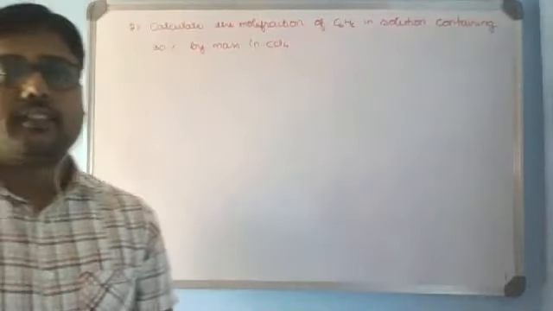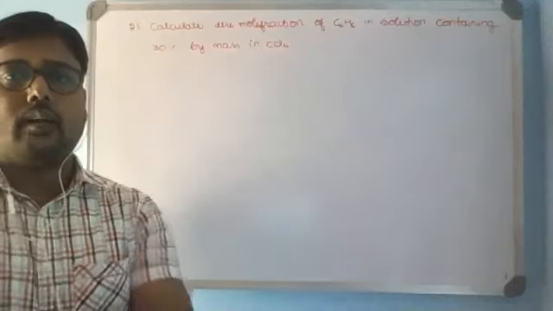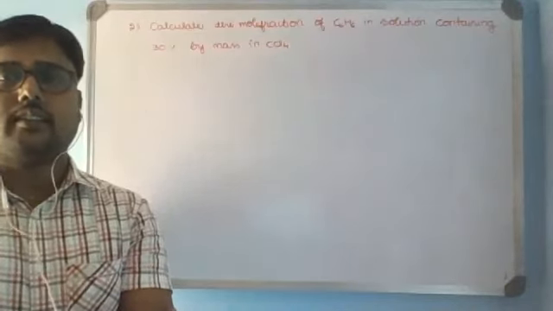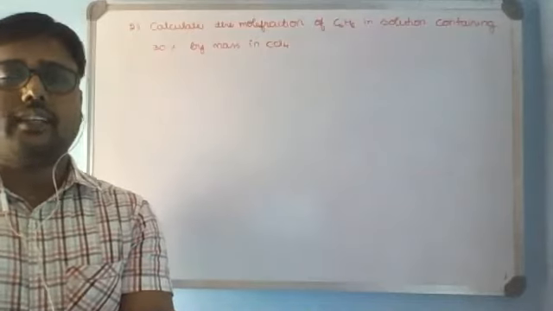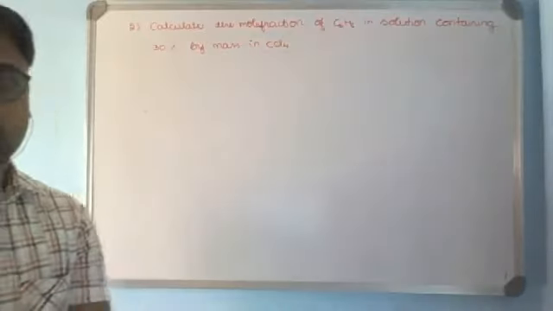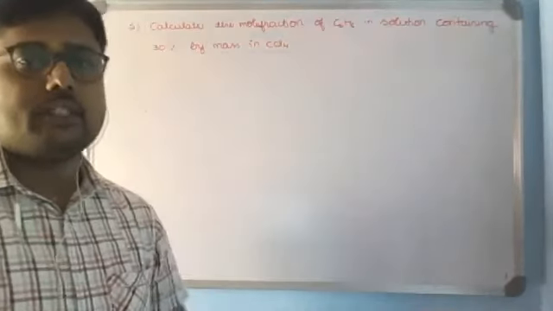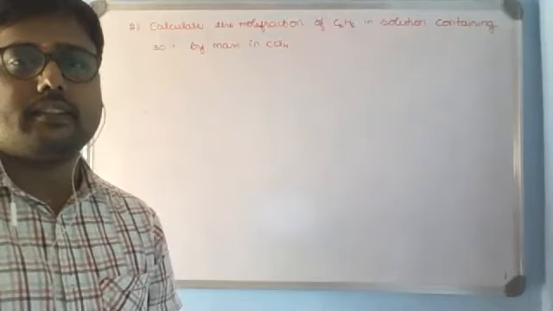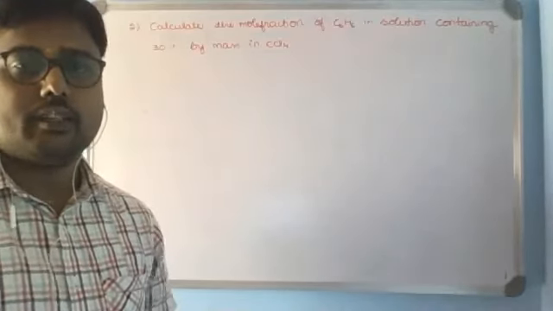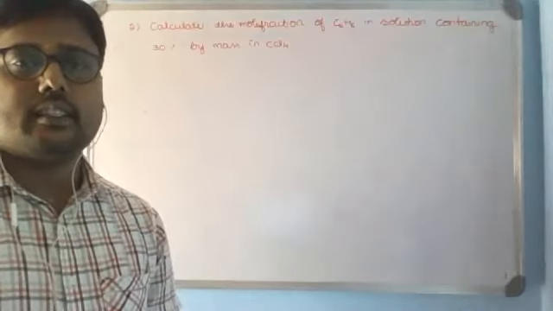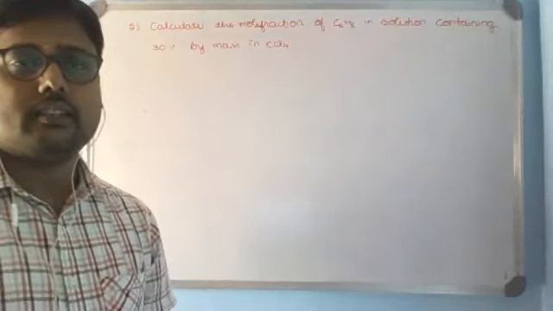Now you can note the second problem. Calculate the mole fraction of benzene in a solution containing 30% by mass in CCl4. So the given solution is 30% by mass of benzene in CCl4. That means benzene is the solute here and the solvent is CCl4.